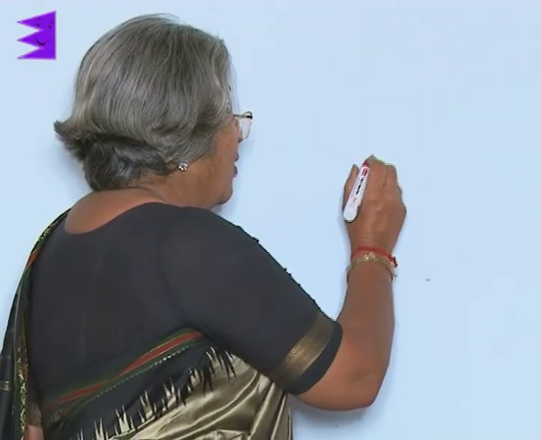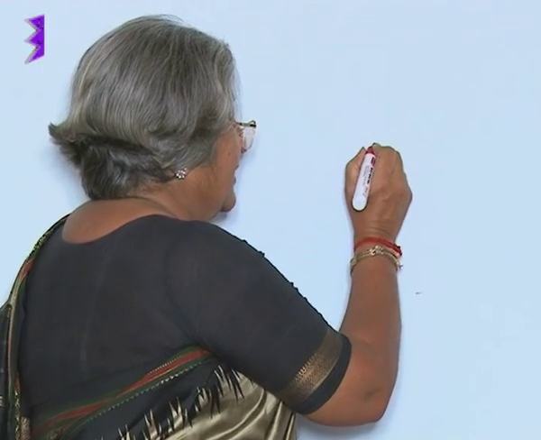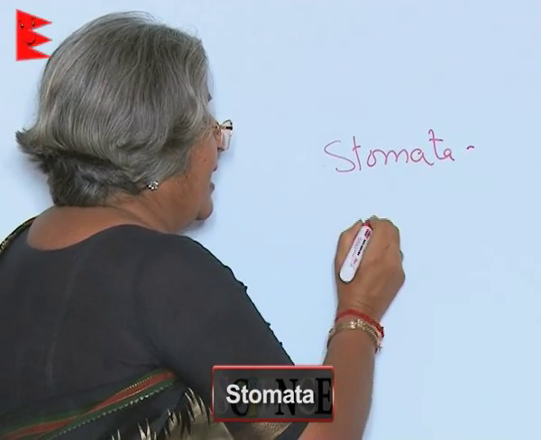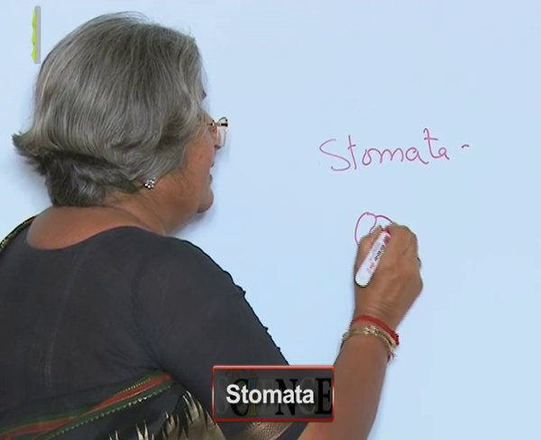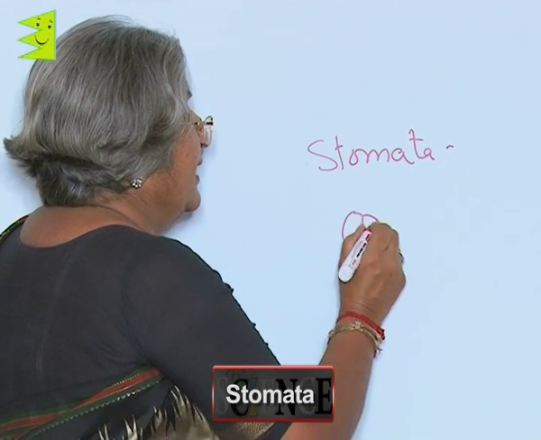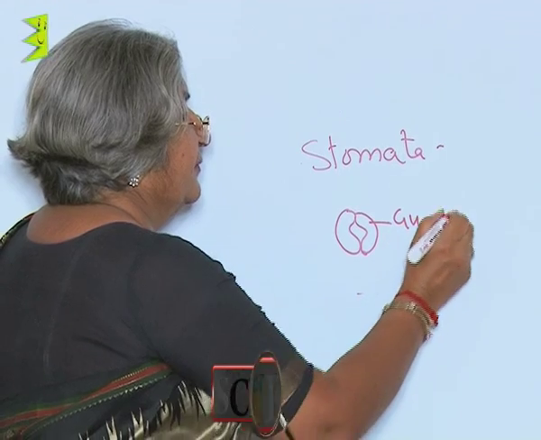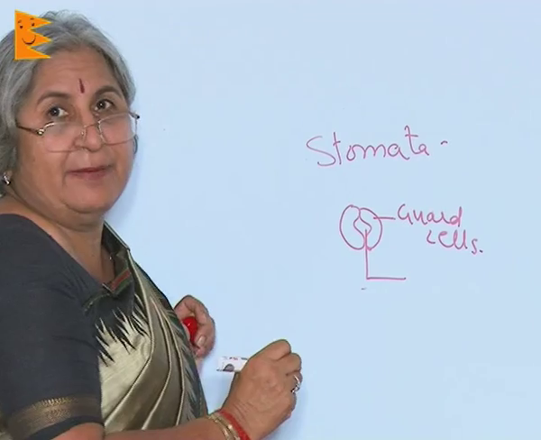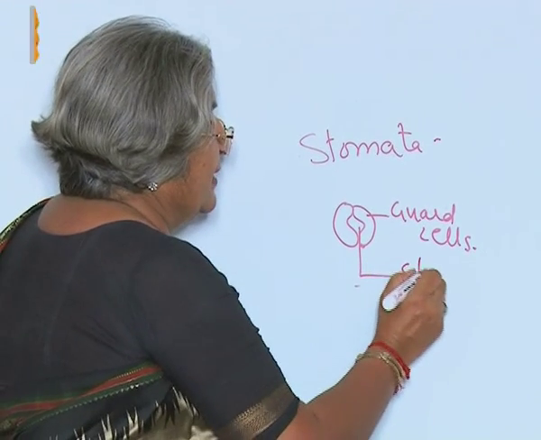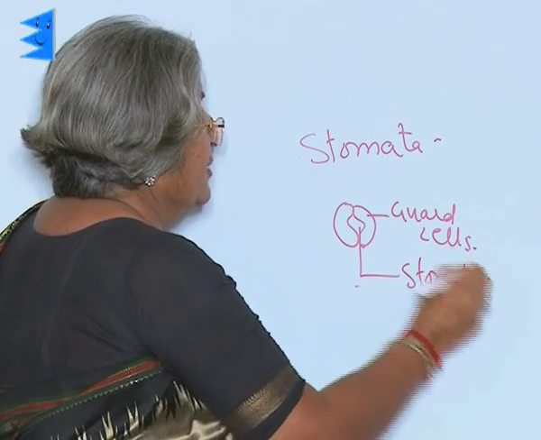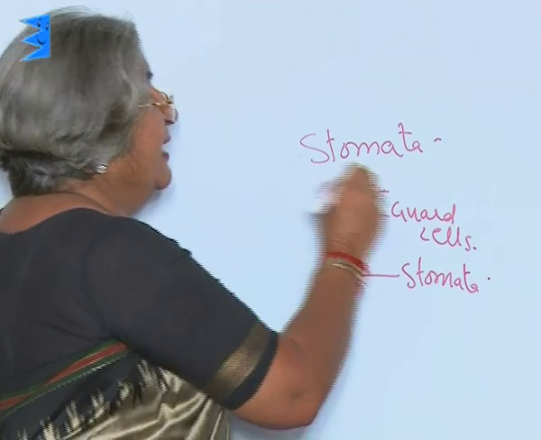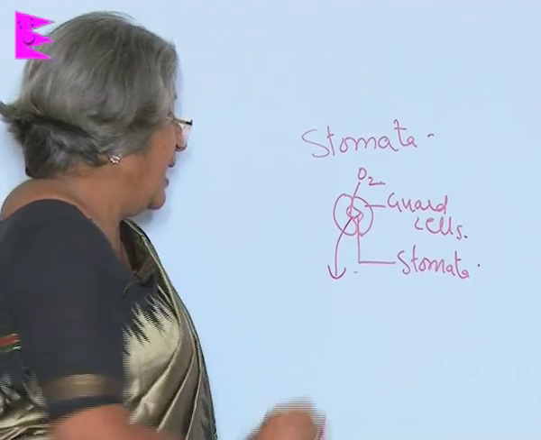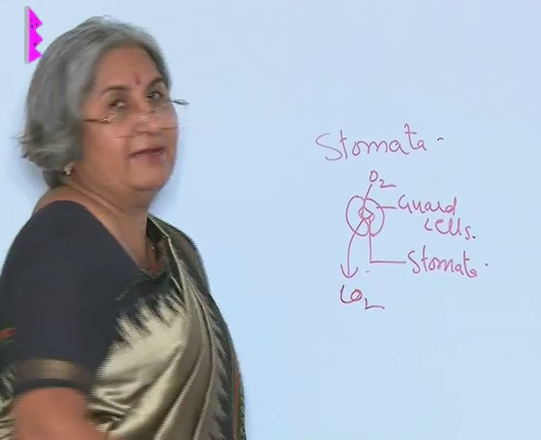Here they have small or tiny apertures which are called stomata. These stomata are surrounded by kidney shaped cells, the guard cells. The space between the guard cells is the tiny aperture which is called stomata. So, it is through this that air rich in oxygen goes in, and it is through this that carbon dioxide rich air is given out.